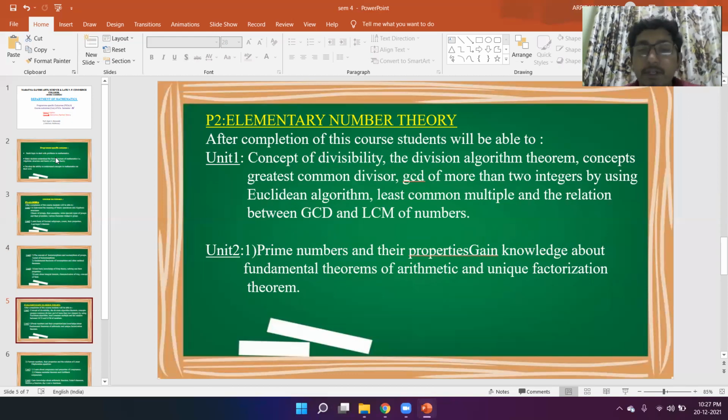Then we come to Unit 2. In Unit 2, we discuss prime numbers and their properties, because prime numbers have a very special importance in nature. These are special types of numbers which are divisible only by one and itself. So in this unit, the student will be able to understand prime numbers and the properties related to them. Then the student will get knowledge about the fundamental theorem of arithmetic and the unique factorization theorem.